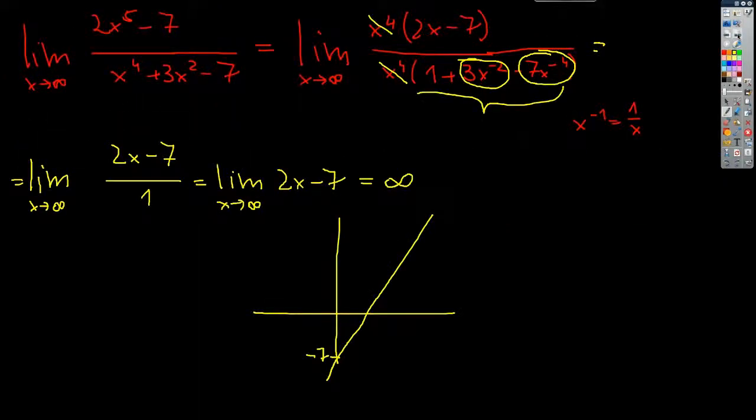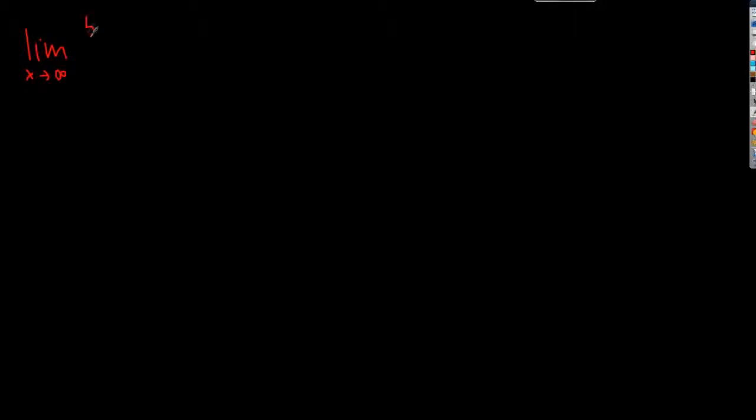Let's go back, and now let's take another example, one where the power in the numerator is the same as the power in the denominator. So let's go with a limit, and let's go with a hard one. The limit as x approaches infinity of 5x to the 4 plus 3x cubed minus 2x squared plus 7. Actually, it doesn't matter how hard it is.